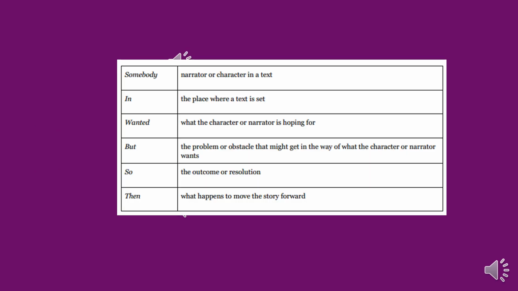Let's review how to fill out the Somebody Wanted But So Then summary notes. The somebody is the character or the narrator in a text. In is the place where the text is set. Wanted is what the character or the narrator is hoping for. But is the problem or the obstacle that might get in the way of what the narrator or the character wants. So is the outcome or resolution. And then is what happens to move the story forward.